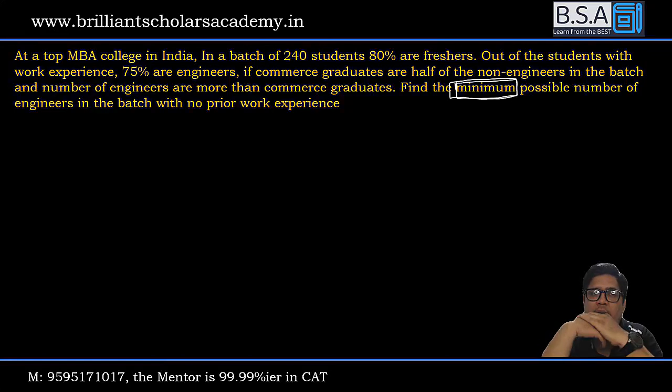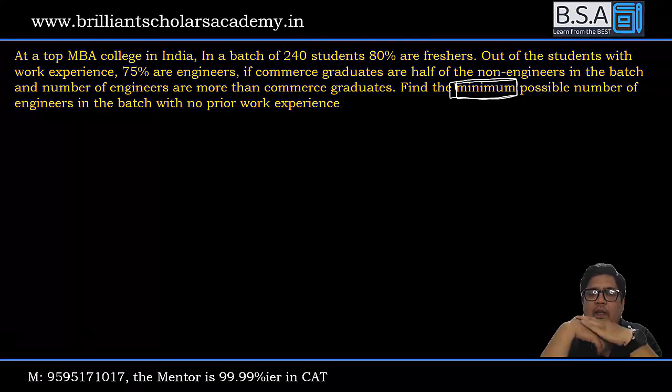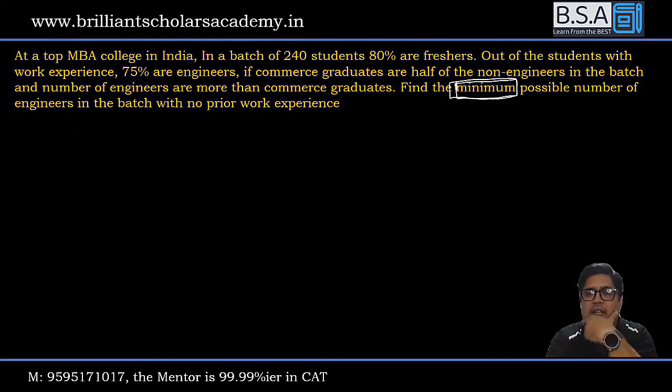At a top MBA college in India, in a batch of 240 students, 80% are freshers. Out of the students with work experience, 75% are engineers. If commerce graduates are half of the non-engineers and the number of engineers are more than commerce graduate, find the minimum possible number of engineers in the batch with no prior work experience.